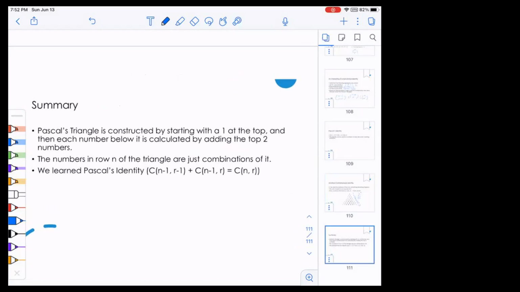So our summary is Pascal's triangle is constructed by starting with a 1 at the top, and then each number below it is calculated by adding the top two numbers. The numbers in row n of the triangle are just combinations of n, where n is the top number, and the bottom number goes 0, 1, 2 until you reach n. So we learned Pascal's identity, which is basically this plus this equals this. This one's also pretty useful. If you don't want to manually add the combinations, then you can use Pascal's identity.